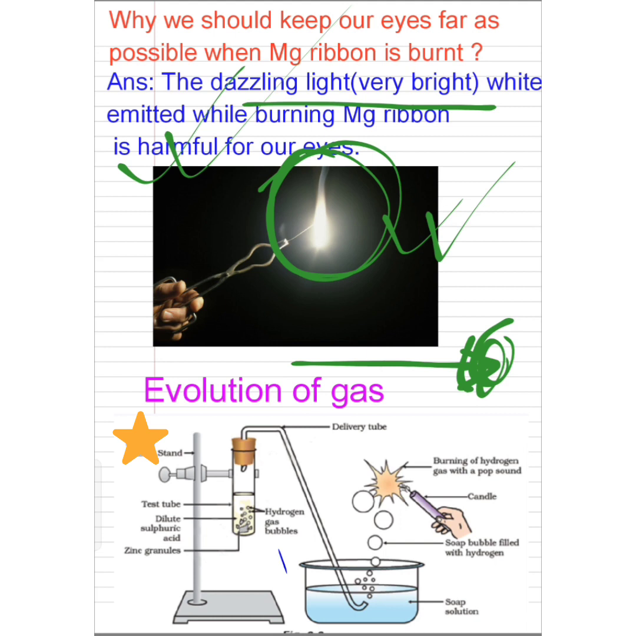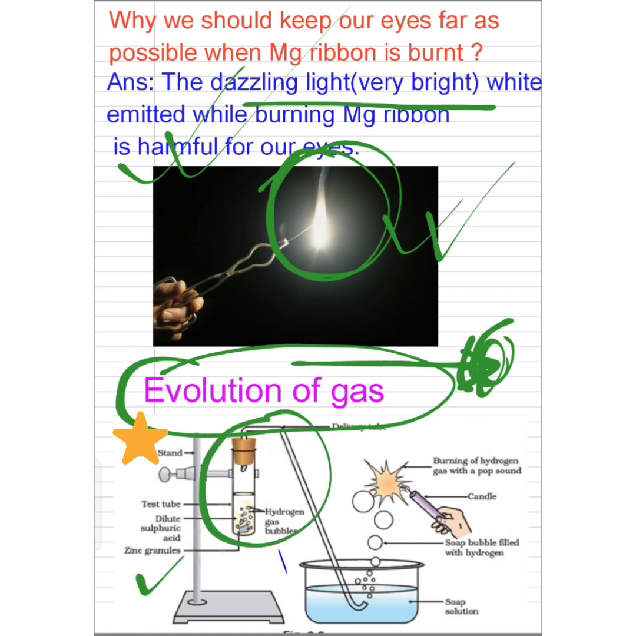Now the first observation that we will learn is evolution of gas. As you can see, we have taken dilute sulfuric acid. In this test tube, we are taking zinc granules. Zinc granules means what? Simply we can say zinc metal. And we are reacting it with dilute sulfuric acid. So in this test tube, we are taking zinc metal or zinc granules, and we are adding sulfuric acid, dilute sulfuric acid.